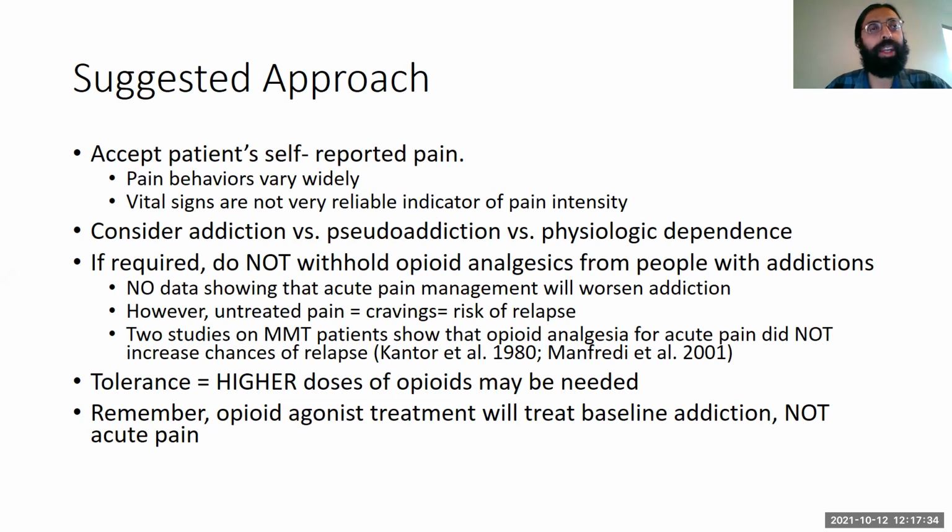It's also recommended that, if required, we do not withhold opioid analgesics from people with addictions in cases of acute pain. Not a whole lot of data, but there is really no data showing that acute pain management will worsen addiction, right? However, if the pain is untreated, it can lead to cravings and it can actually increase the risk of relapse. Keep in mind that these patients have physiologic dependence, so they have tolerance, and they may require higher doses of opioids.